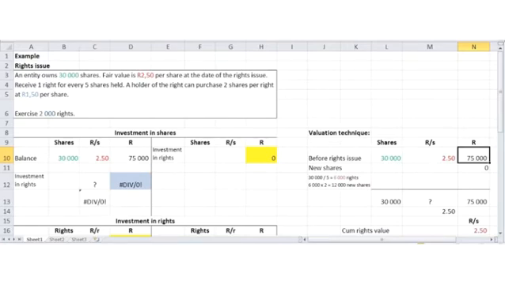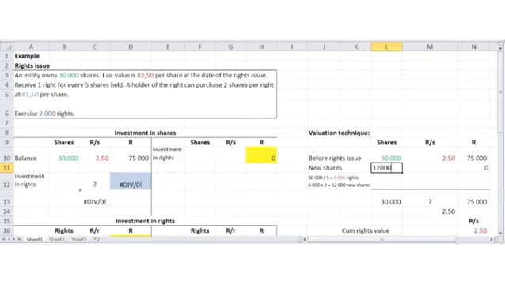How does the valuation technique work? You ask yourself, how many new shares will be issued if all rights were exercised? And that is calculated as follows. You get 1 right for every 5 shares. That will give you 30,000 divided by 5, so you'll receive 6,000 rights. In terms of the agreement, you can purchase 2 shares per right, so you'll end up buying 12,000 new shares.